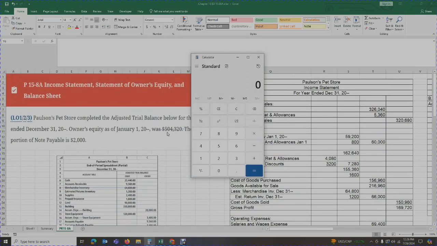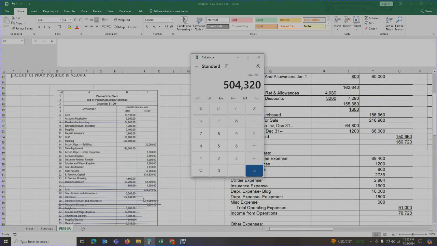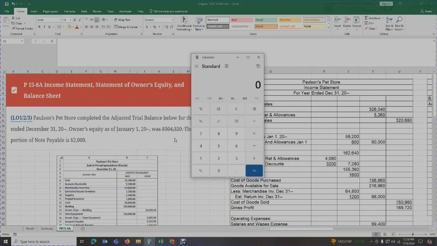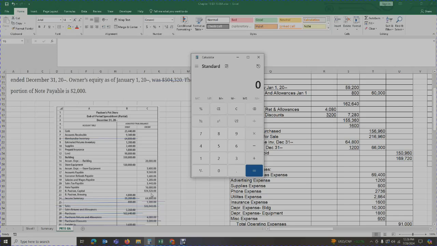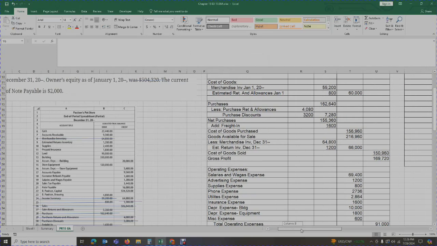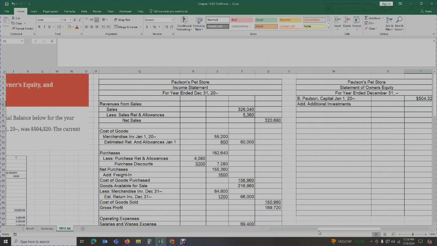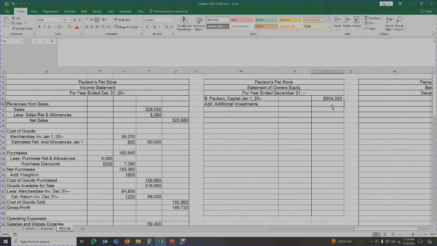My beginning capital was $504,320, and then my ending capital was 534,320. So I have a difference of 30,000. My capital went up 30,000, because we had 504, now we have 534. So we did have an additional investment of $30,000. That is something that you need to calculate using the data.